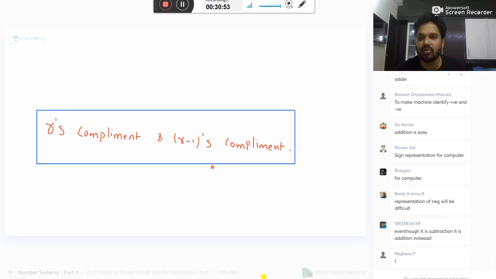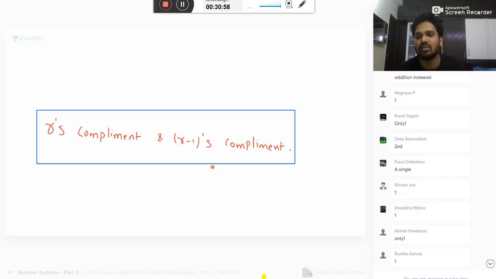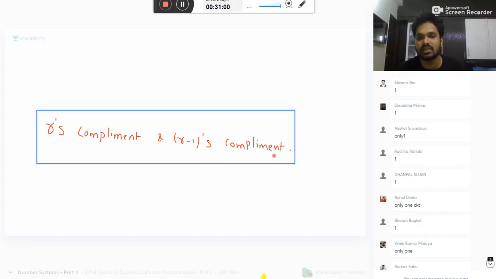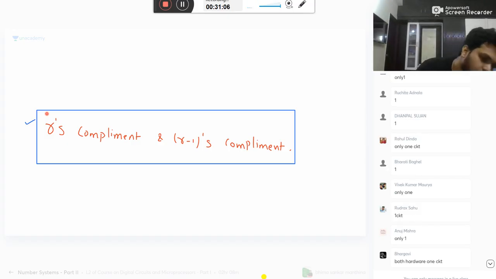Definitely, if you have only one circuit which can perform both addition and subtraction, that is advantageous for us. So we'll go for that particular case. That is possible with the help of this. How it is possible, everything we'll be discussing next. Now, your slides are uploaded. So let's start the topic.